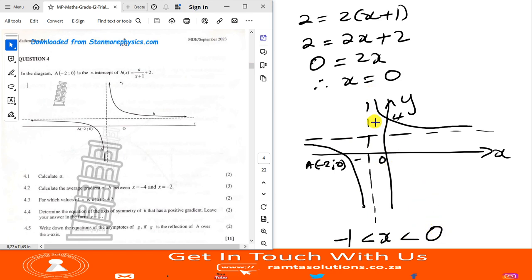I repeat, to say h of x is greater than 4, where is that? H of x is greater than 4 between 0 and negative 1, because this one here is negative 1, x is negative 1, right? Between x is negative 1 and x is 0. That's where h of x is greater than 4. Okay, so this is your answer. Right. Perfect.